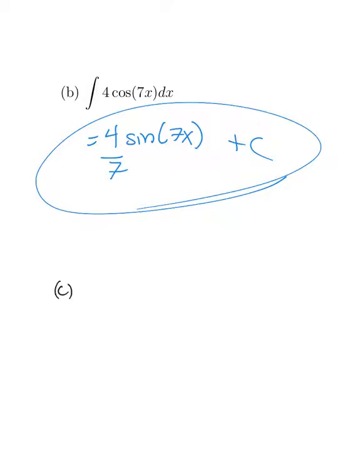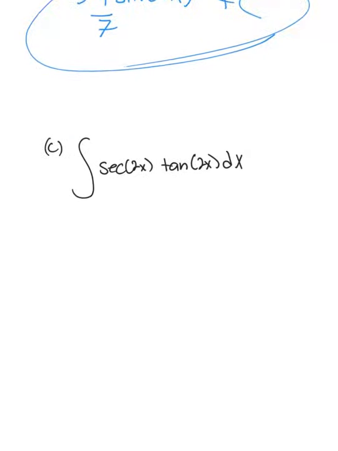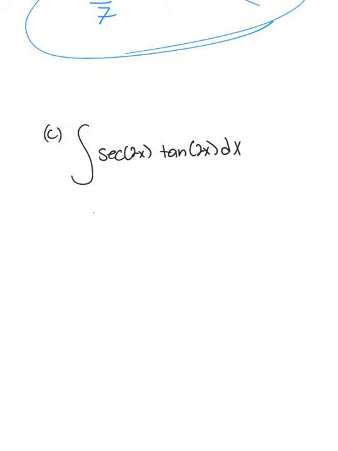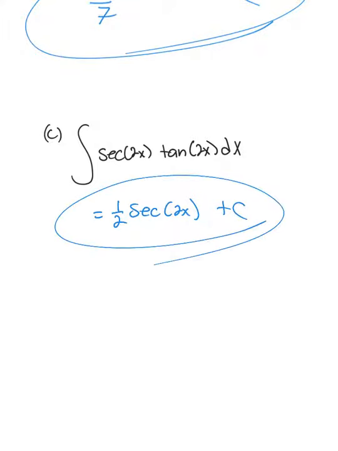Let's do another example. Let's throw in another one. So what if I had the integral of, let's say, secant of 2x times tangent of 2x. Okay, so really the same process. The integral of secant tangent is secant, because the derivative of secant is secant tangent, and then divide by the constant multiple. Excellent.